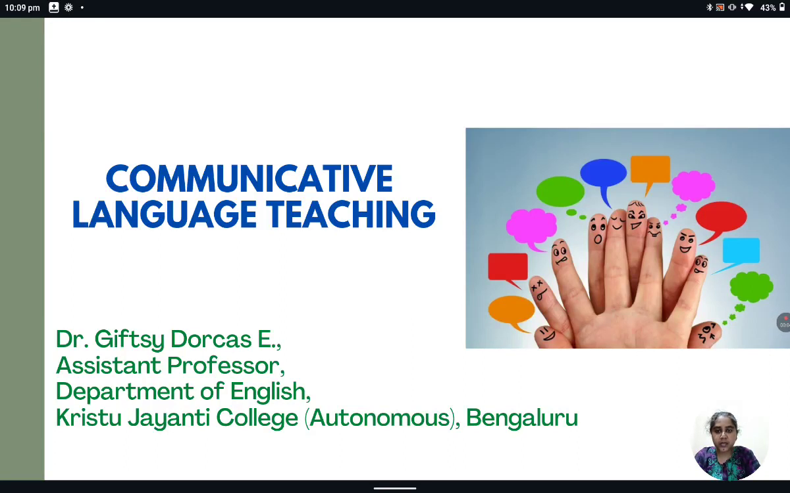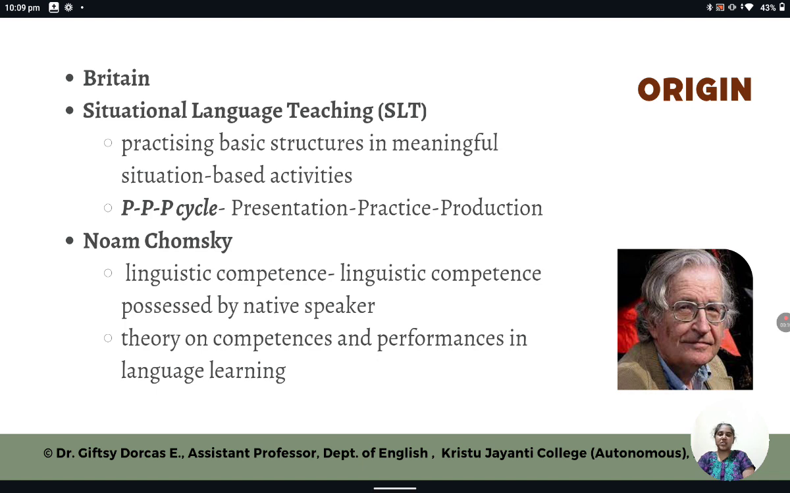So today we're going to see the method communicative language teaching. Communicative language teaching has its origin in Britain, and it was based on the method situational language teaching, SLT, which was based on practicing the basic structure of situation based activities. It followed the cycle of PPP, which was presentation, practice and production.